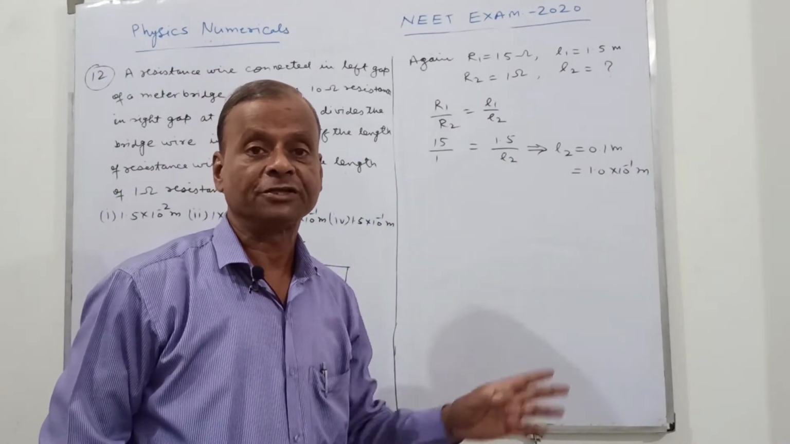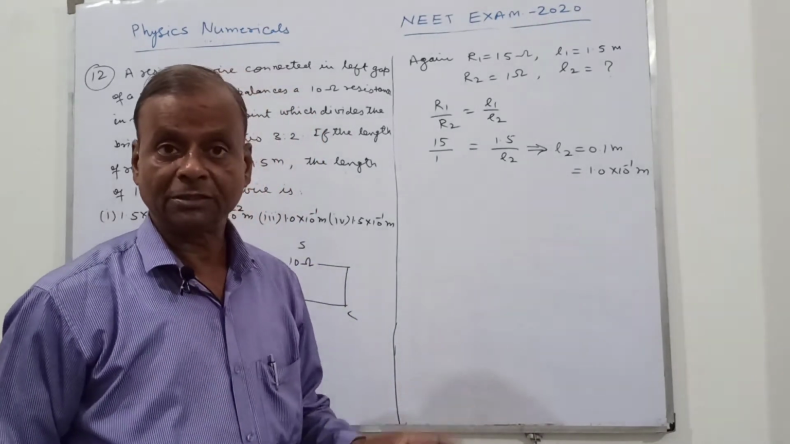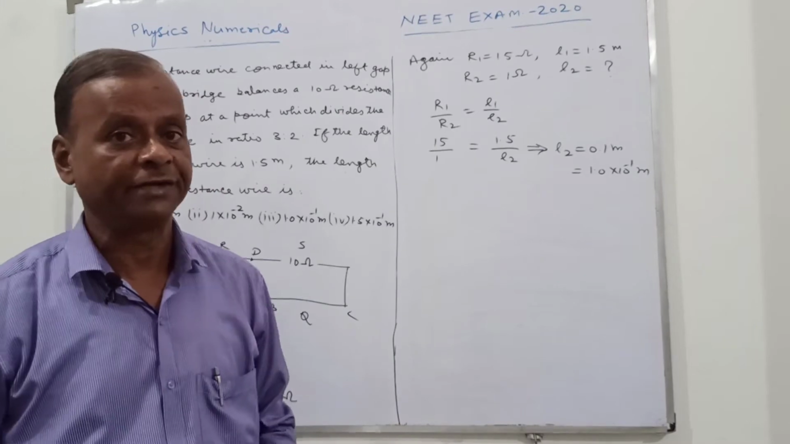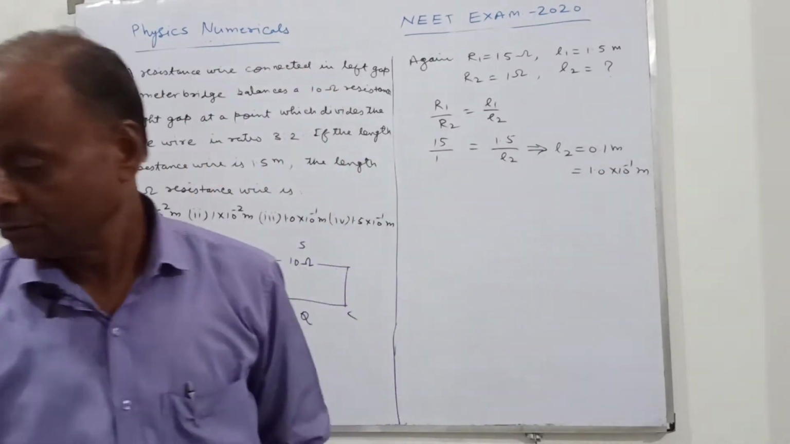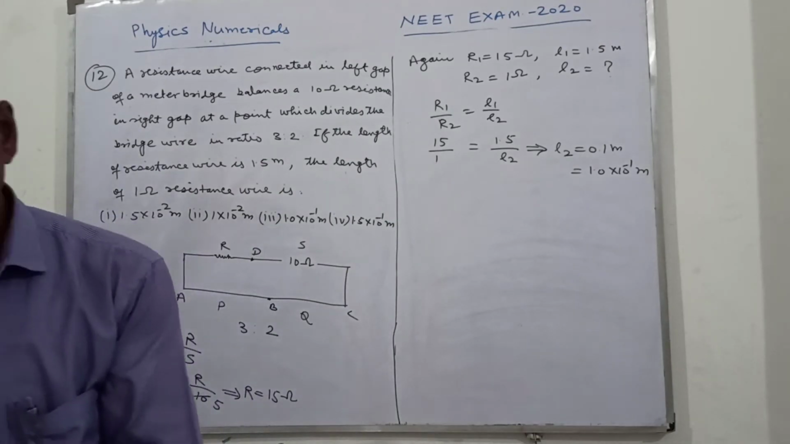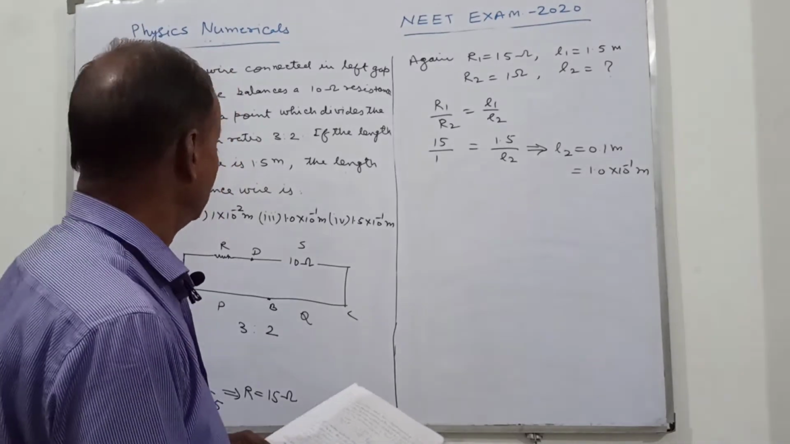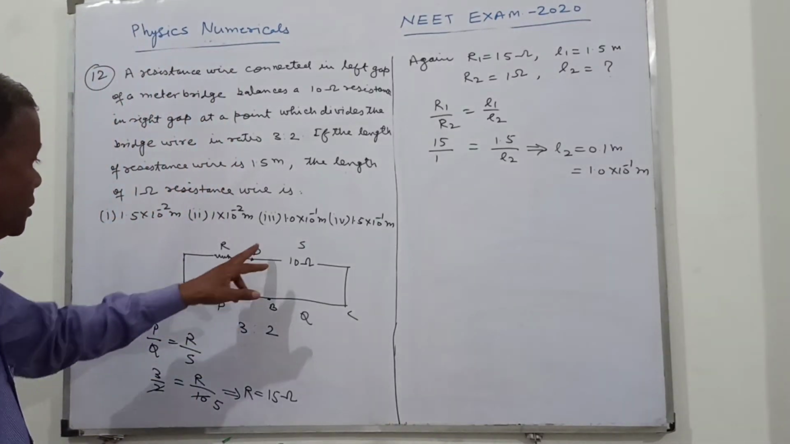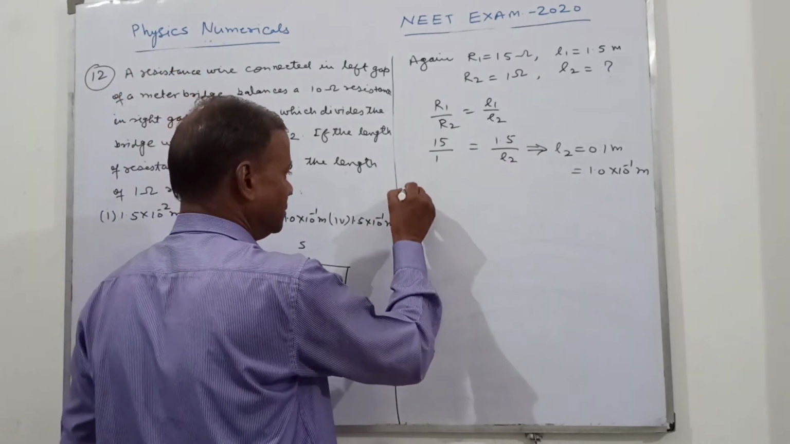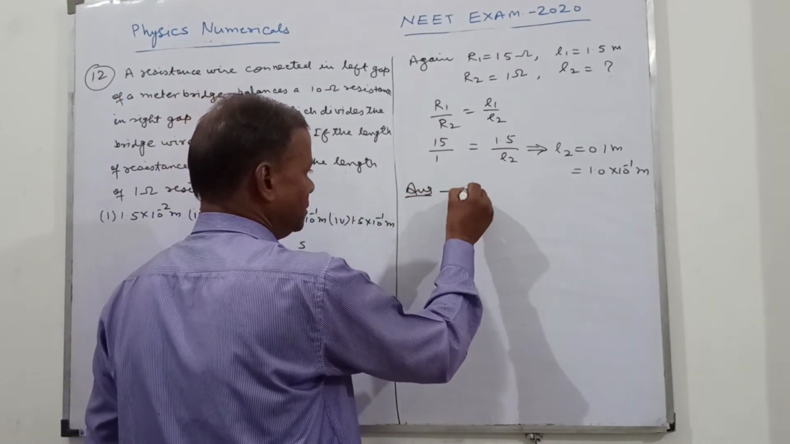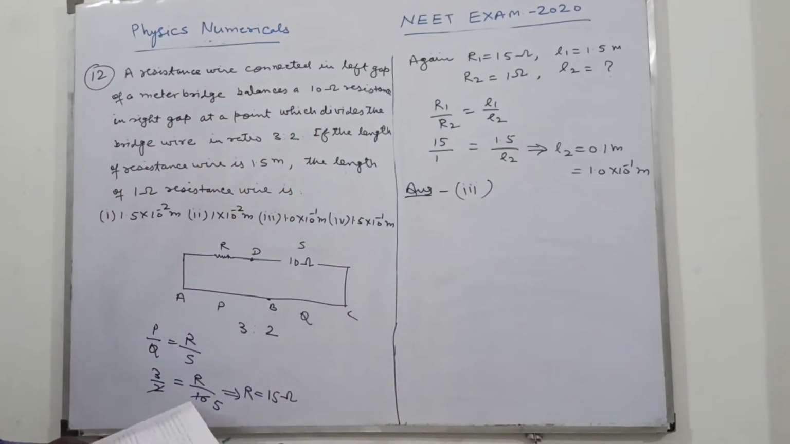We have to match our answer with the given choices. All the choices are given in powers of 10, so you have to convert this into a power of 10. So the option is the third answer. This is the right answer.